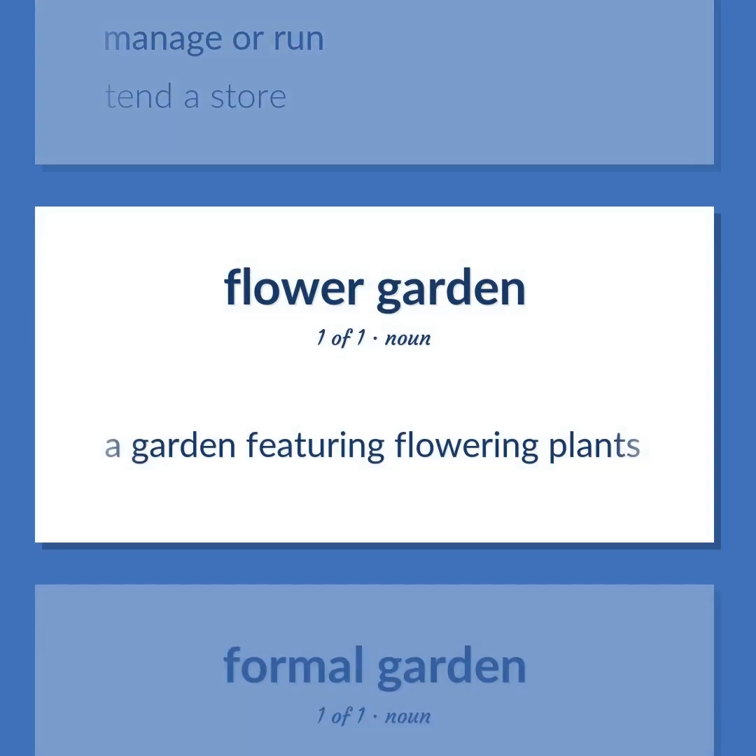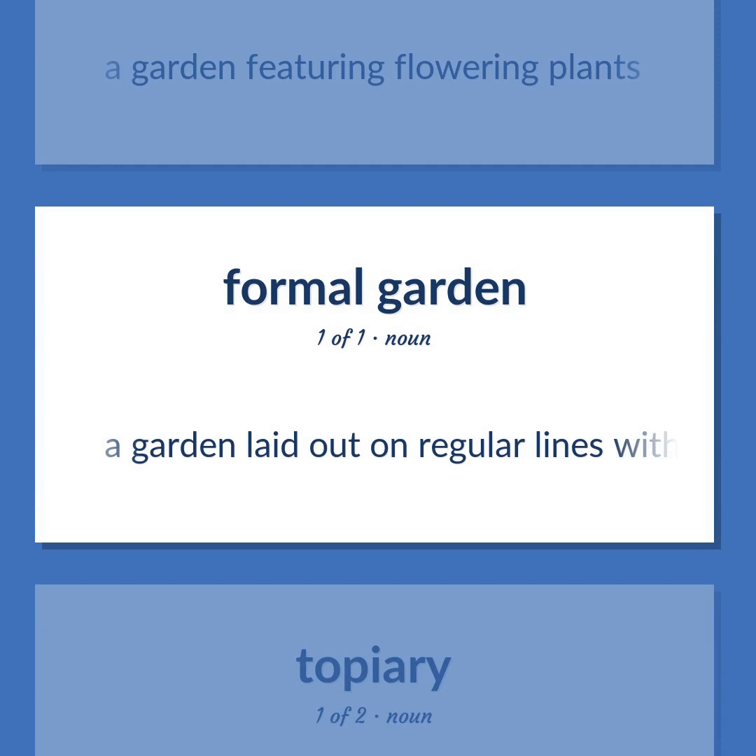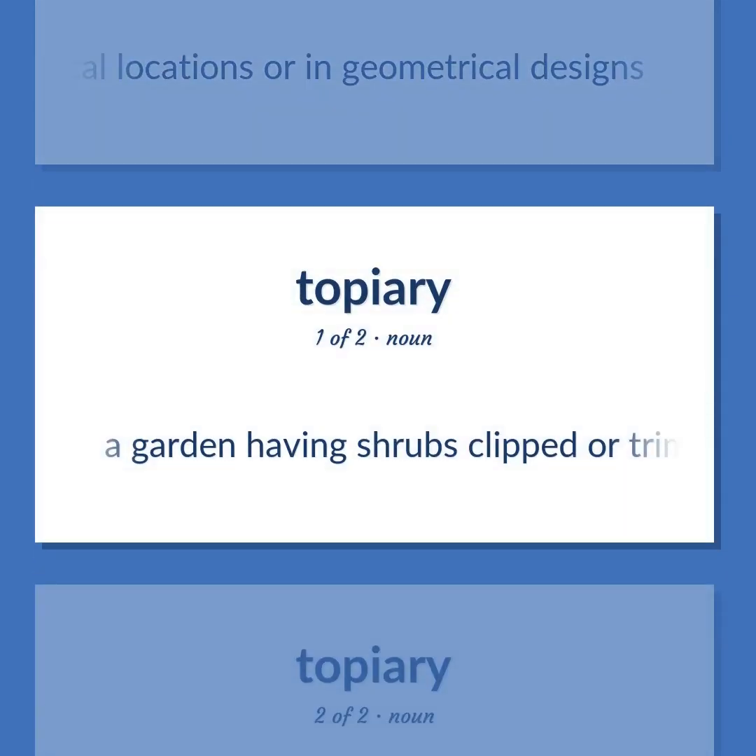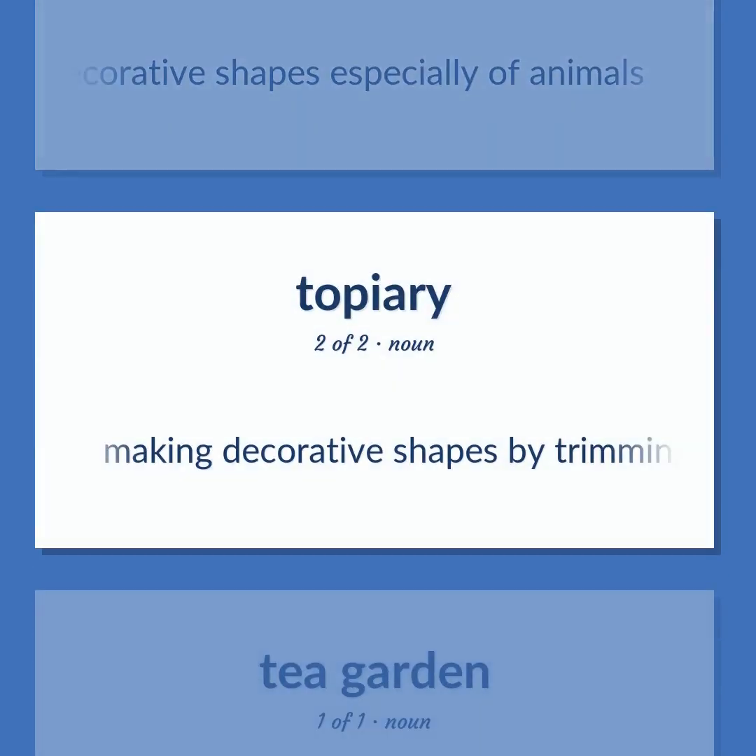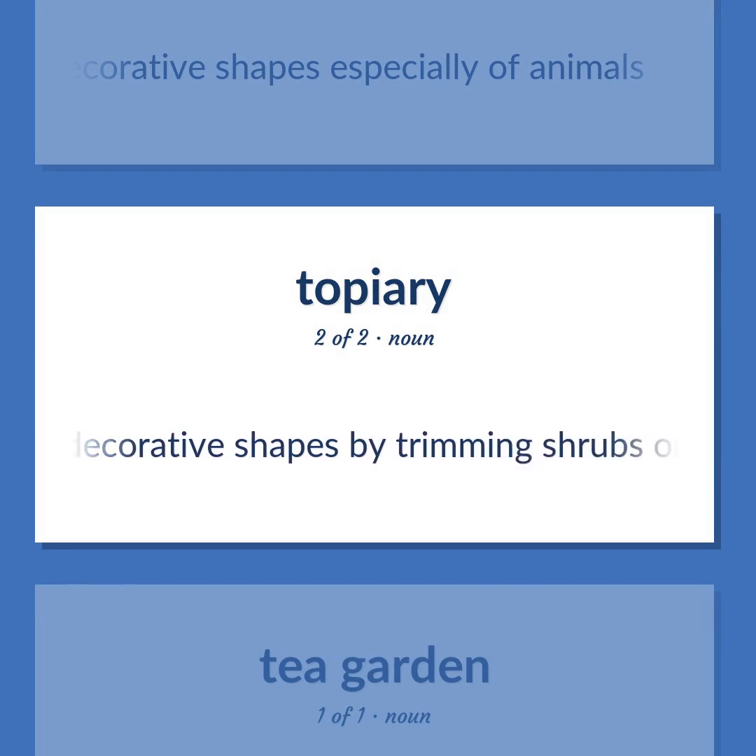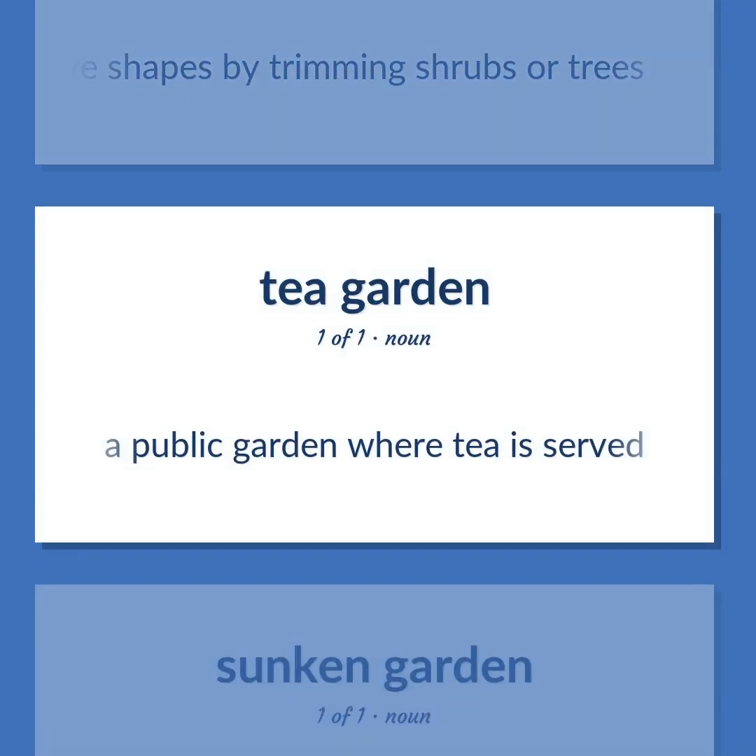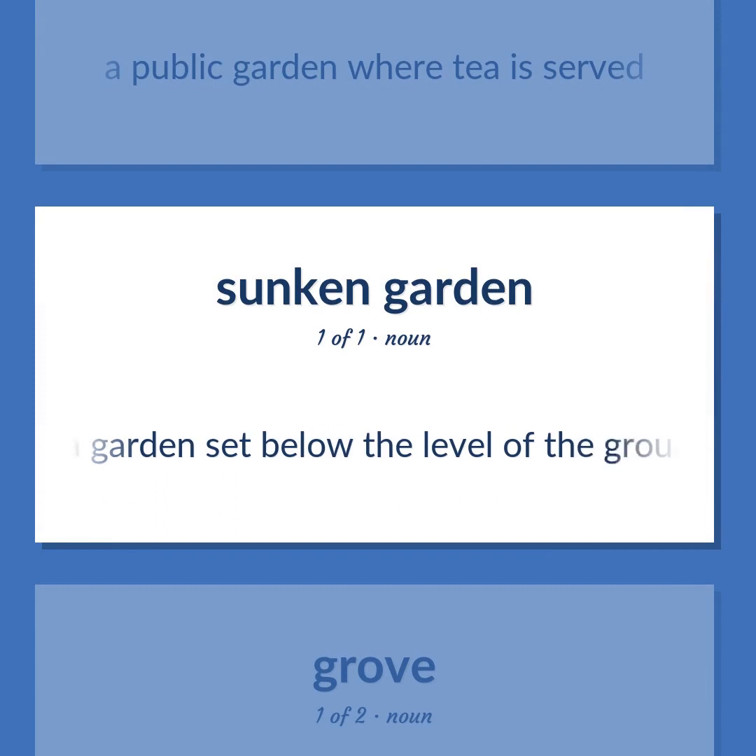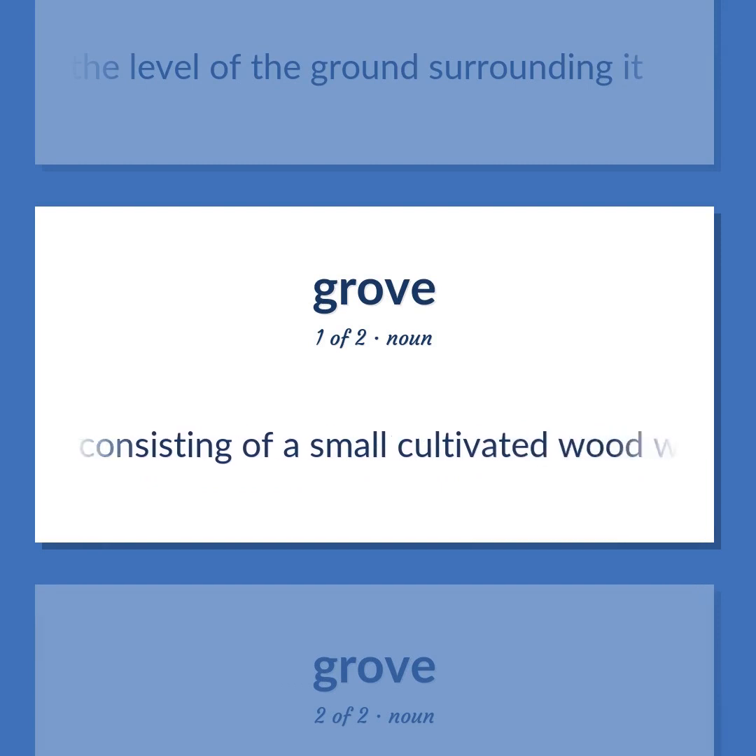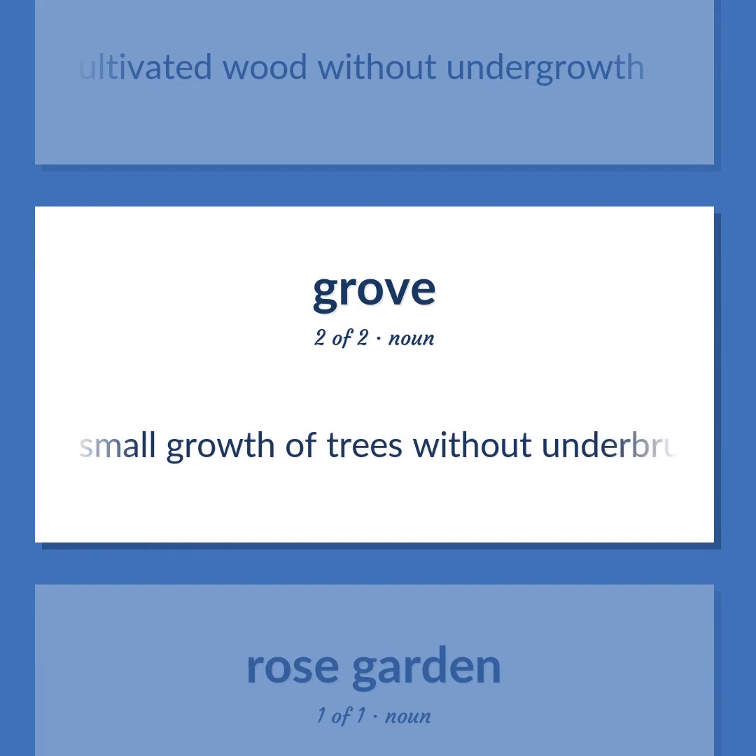A garden featuring flowering plants. A garden laid out on regular lines with plants arranged in symmetrical locations or in geometrical designs. A garden having shrubs clipped or trimmed into decorative shapes, especially of animals. Making decorative shapes by trimming shrubs or trees. A public garden where tea is served. A garden set below the level of the ground surrounding it. Garden consisting of a small cultivated wood without undergrowth. A small growth of trees without underbrush.